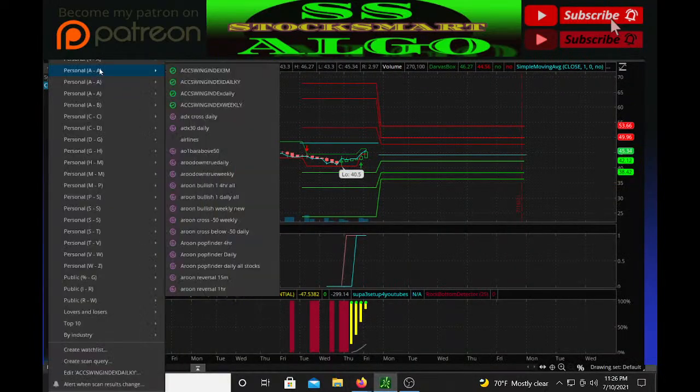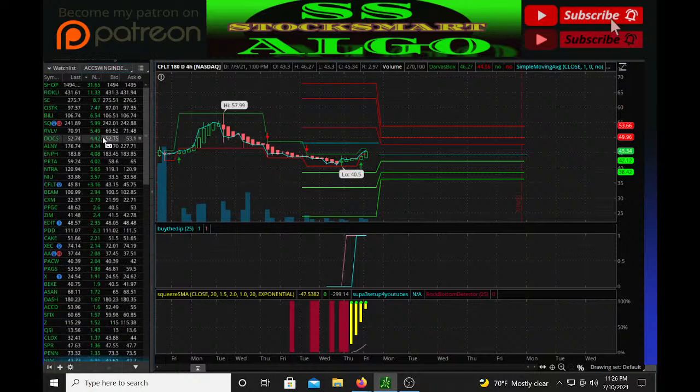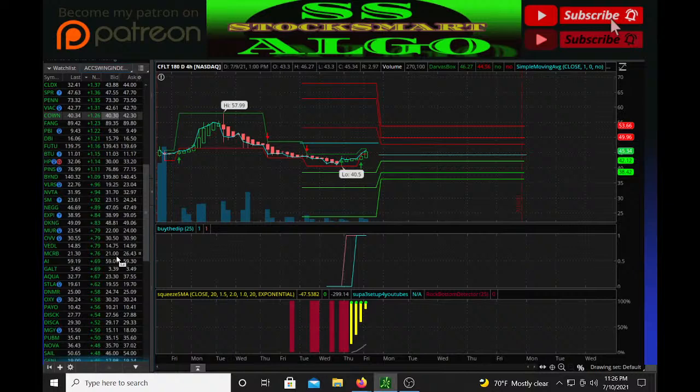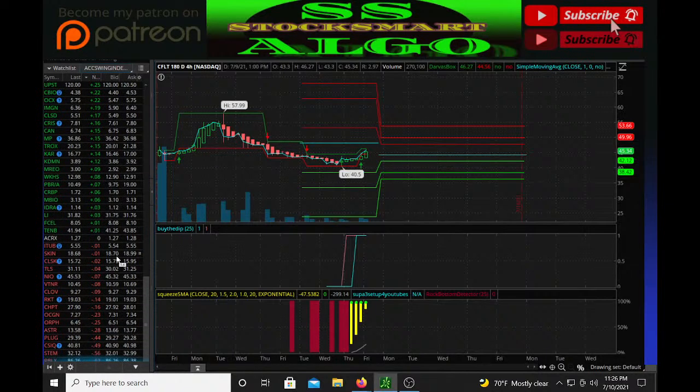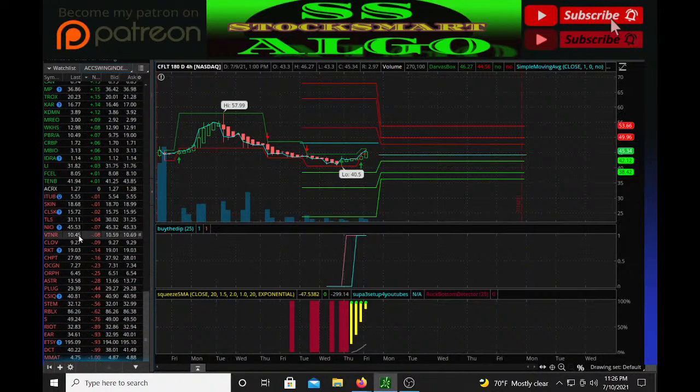And I've got 2 Accumulation Swing Index daily watch lists. I'm not sure why. I mean, aside from that, I made 2 of them. So we can see here that a lot of them are green. They look good. And that there's some here in the bottom.